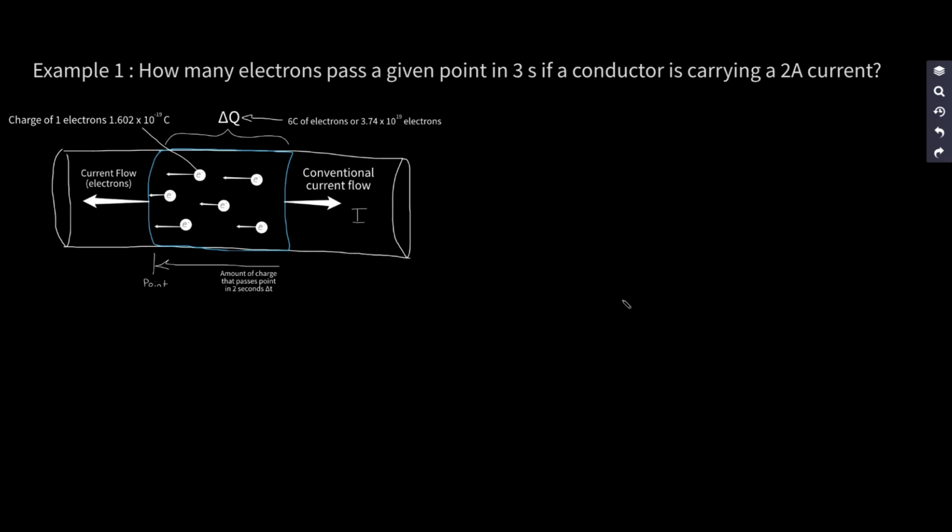So let's work through a couple of examples. This question, example 1, asks how many electrons pass a given point in 3 seconds if a conductor is carrying a 2 ampere current. And we're given this diagram, and the charge of one electron is 1.602 times 10 raised to the negative 19th power coulombs.